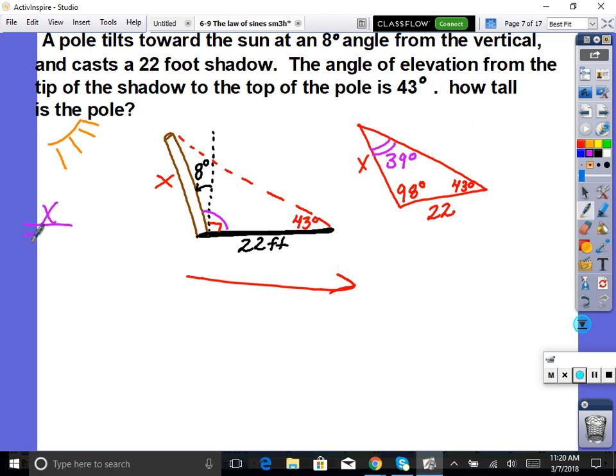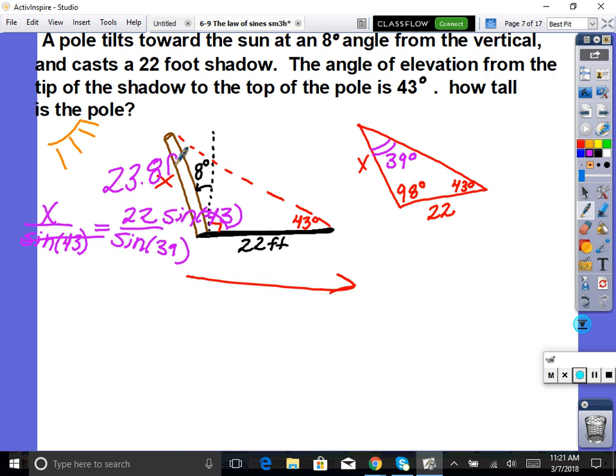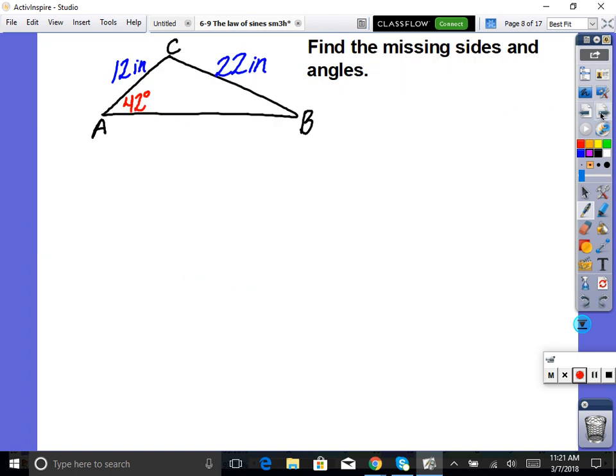And now we can set up our true statement. We would say x over sine of 43 equals 22 over sine of 39. And then you'd multiply up by sine of 43. What is the height? 23.8. 23.8 feet long is that pole. Awesome stuff. Easy? Okay, cool.